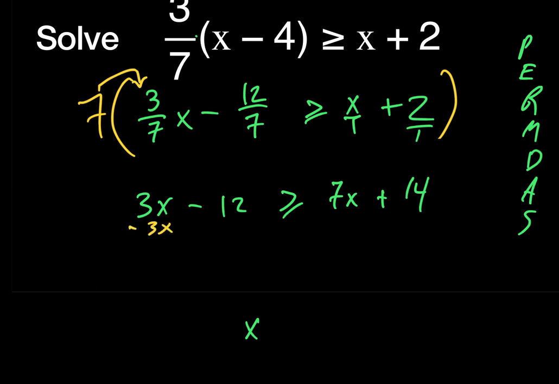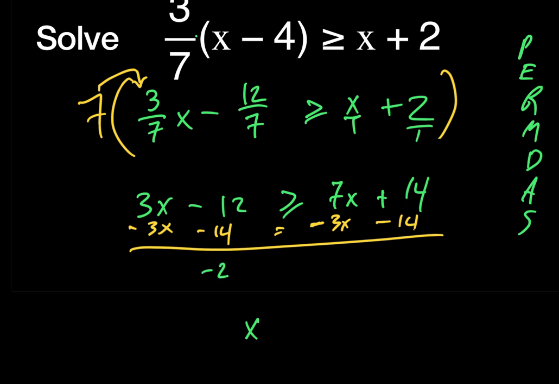Subtract 3x, subtract 3x. And then I'm also going to move my numbers to the other side, so minus 14, minus 14. And since I'm doing the identical thing to both sides, I'm left with on the left, negative 26 greater than or equal to 4x. Divide by 4.